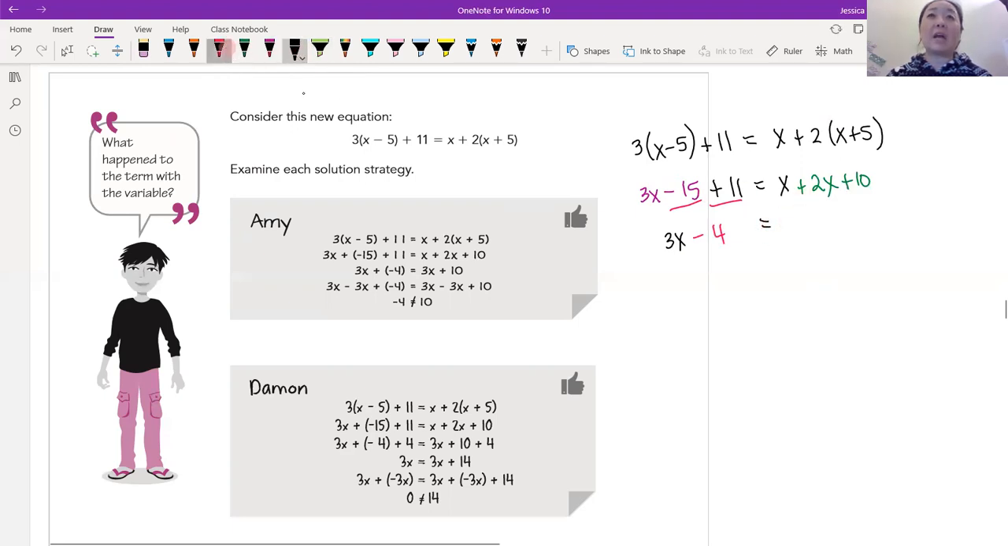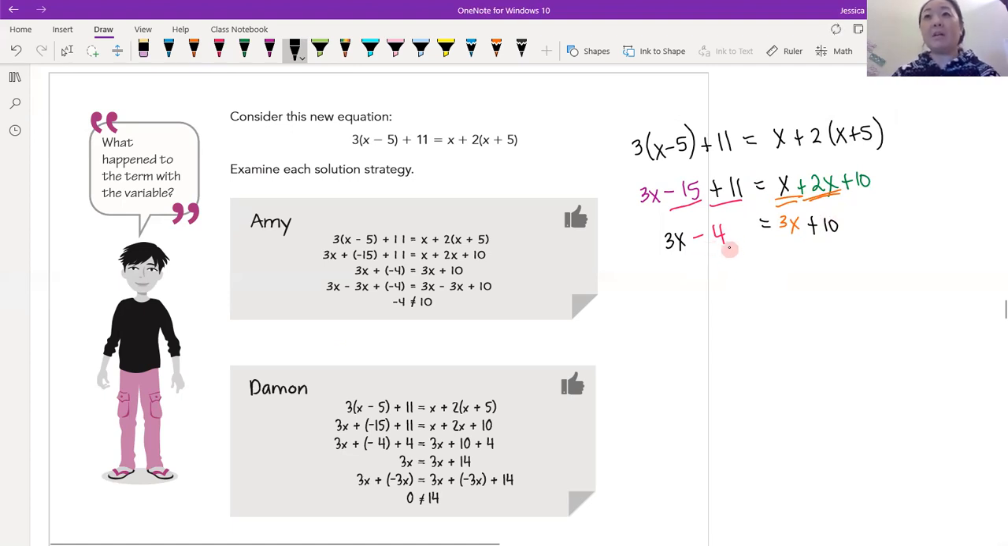And I notice here, let's make them orange, I have my x and my plus 2x. My x's are like terms. So x plus 2x is 3x. And then my 10, I don't have anything to add it with. I can't add it with the minus 4 over here because they're on opposite sides of the equal sign. Can't just cross over like that. It's not cool.